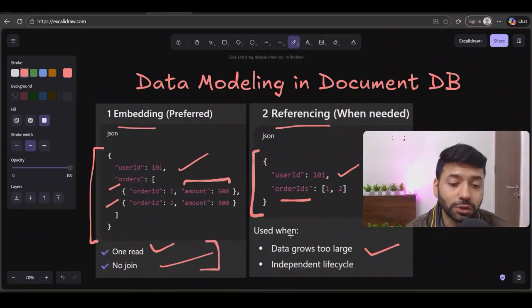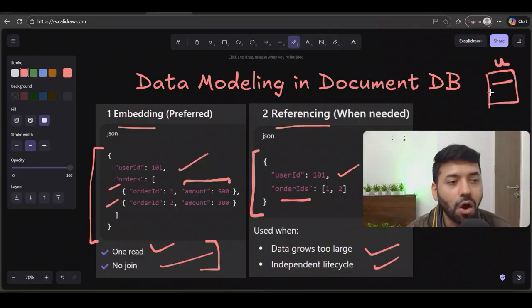But again, we will use it when we have an independent life cycle kind of state. You can imagine, we would only require the order IDs, but we don't always require the details of those orders. Okay, it can be something like on the UI you have a screen where for the user you can simply see the orders, like order ID this, order ID this, order ID this, and then when you click on a particular order you show details of that order, correct? So for this screen you can say this would be fine as well, right? So as per the requirement you can pick referencing, but of course embedding is the preferred one.